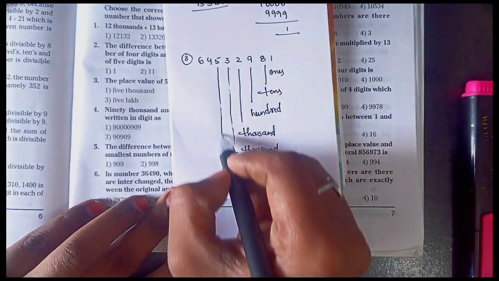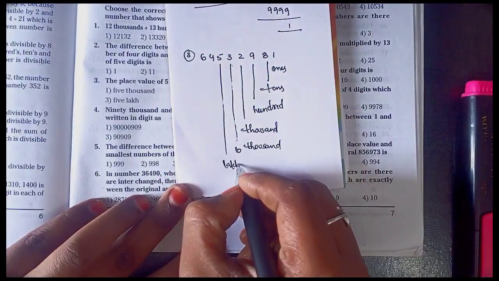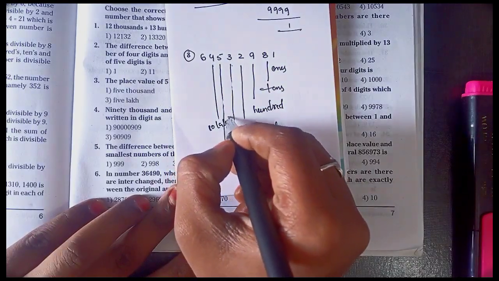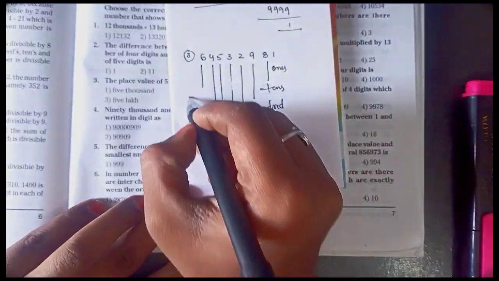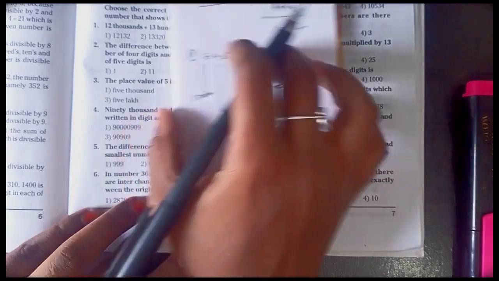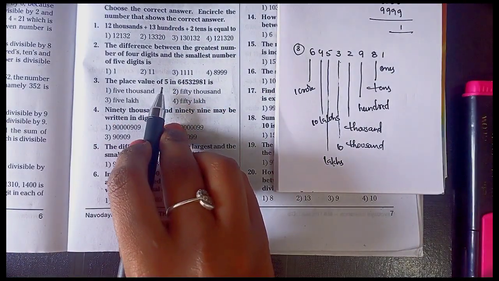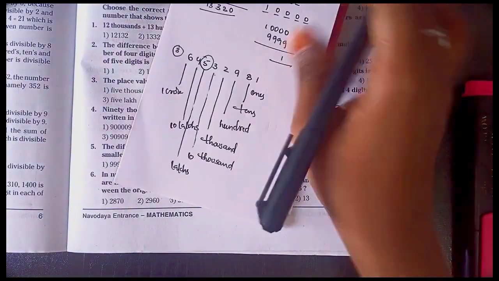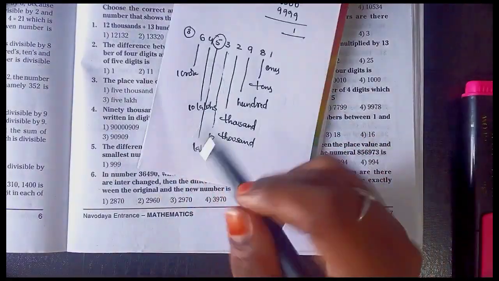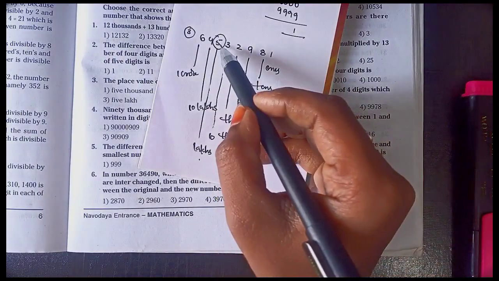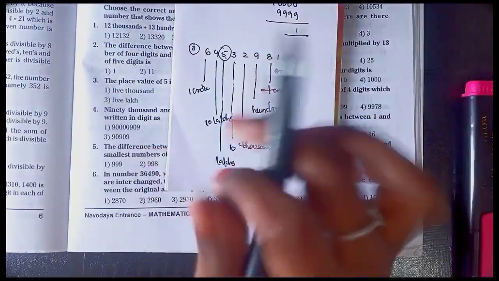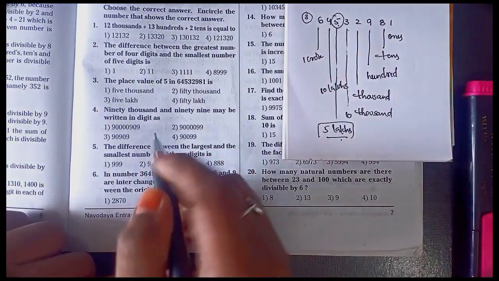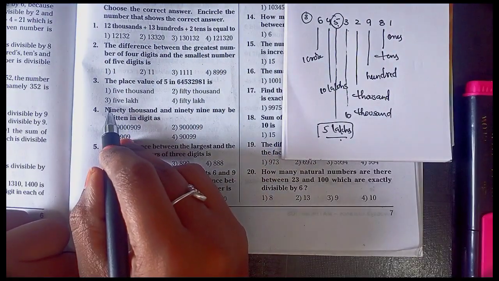This is lakhs, this is 10 lakhs, and this is 1 crore, right? In the question he is asking the place value of 5. So where is the 5 here, and what is its place value? The place value of this 5 is lakhs, and the value is 5. So the answer is 5 lakhs.